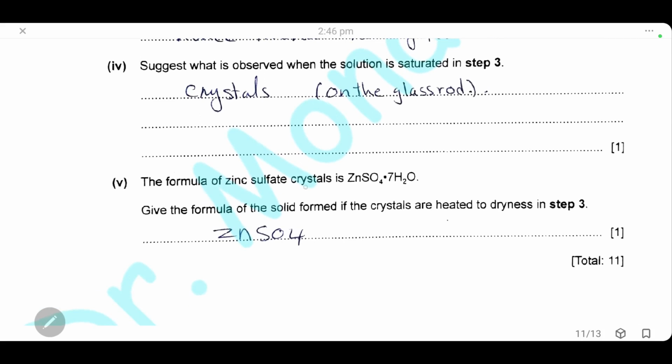The formula of zinc sulfate crystals is, as you can see, with 7 H2O, 7 molecules of water. Give the formula of the solid formed if the crystals are heated to dryness. If the crystals are heated to dryness, it will lose all the water of crystallization, so the formula will be just zinc sulfate without any water of crystallization.